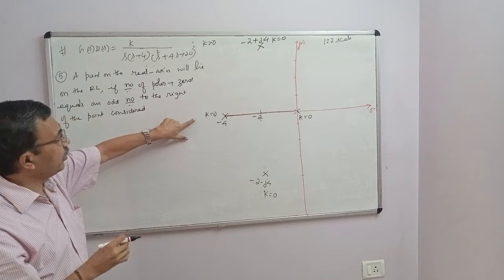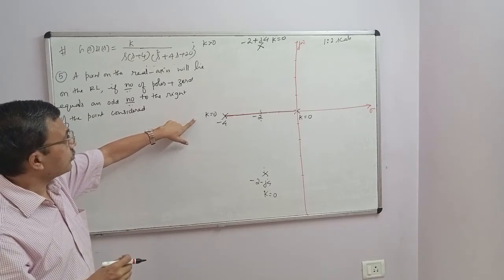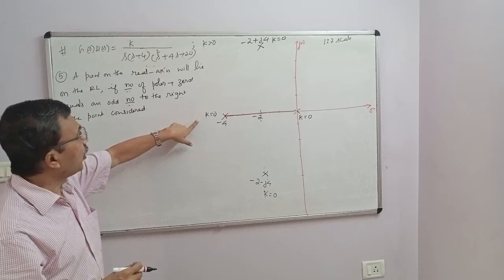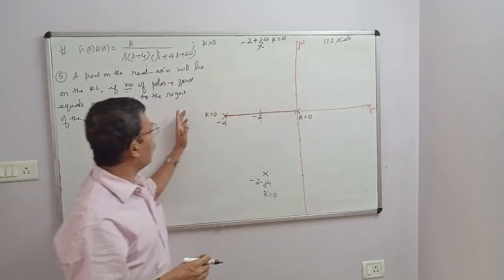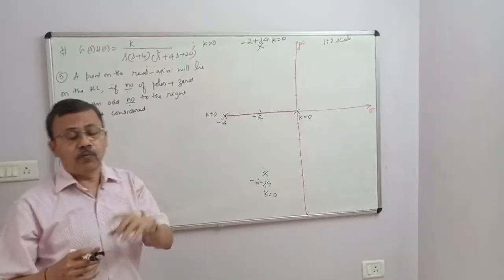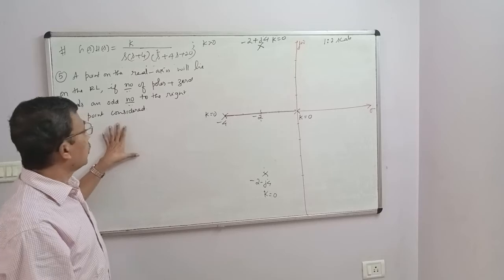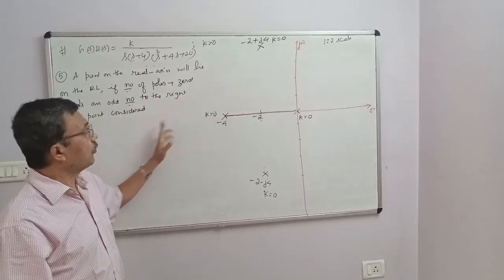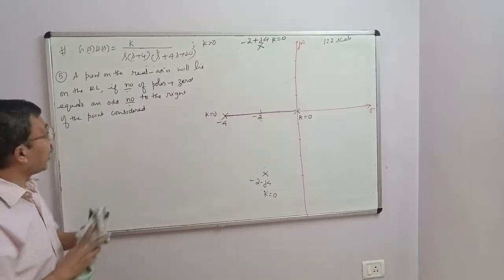If you take a point here, see the right of this point. Then you have got 4 poles and no finite zeros. If you add, you get 4, an even number. Therefore, root locus does not lie to the left of minus 4. Next, we will go to asymptote calculations.